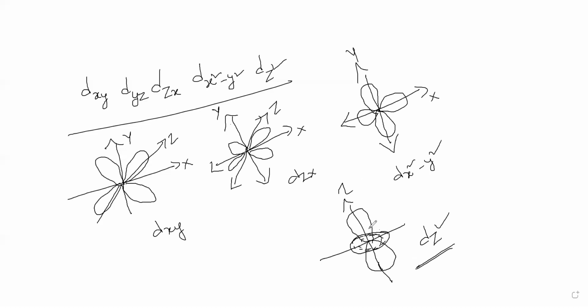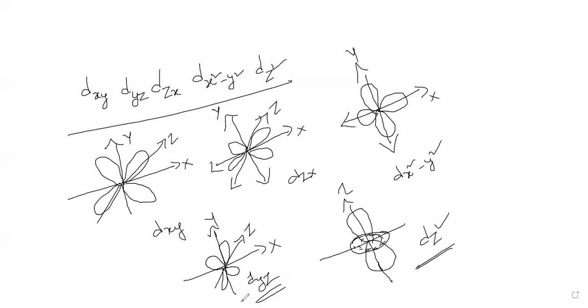So these are the d orbitals. Okay, we'll write the dyz also. So dyz, how does it look like? It is like this. So this is my dz, this is y, this is x. So this is my dyz. So these are the 5d orbitals what you have.